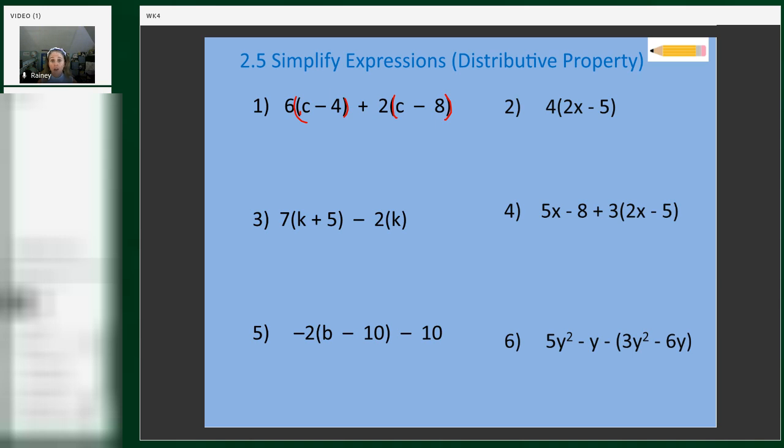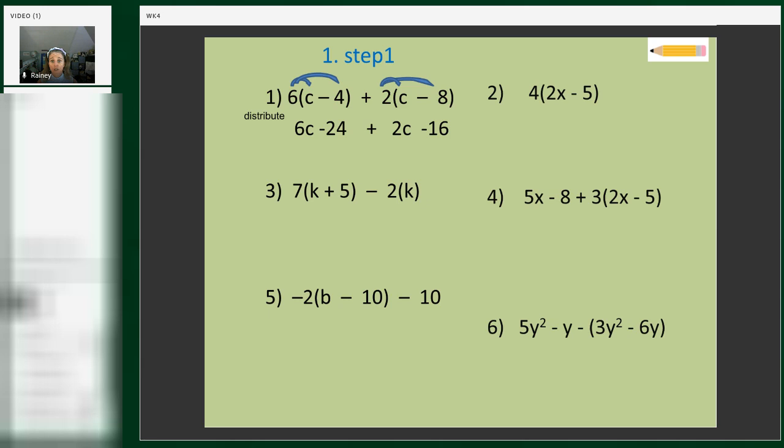Instead, we're going to have to do, as Mr. McLogan just explained, distributive property. So go ahead, draw your arrows, so you know what you're doing, at least for the first one. 6 times C is 6C. 6 times a negative 4 is negative 24. Plus 2 times C is 2C. And 2 times negative 8 is negative 16. That is your first line on your worksheet.